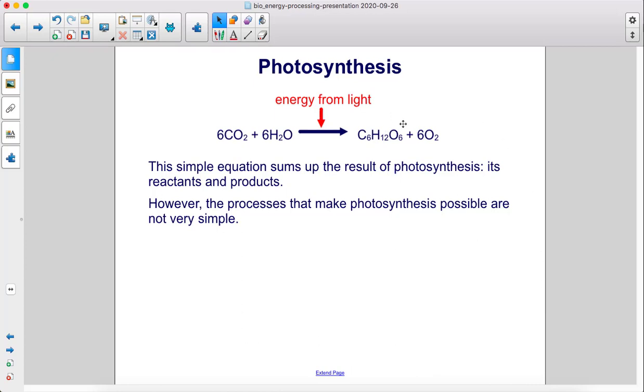This simple equation sums up the result of photosynthesis, its reactants and products. However, the processes that make photosynthesis possible are not very simple.